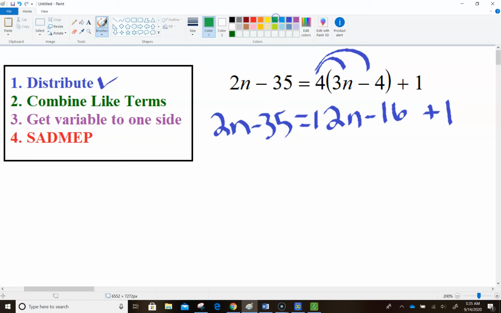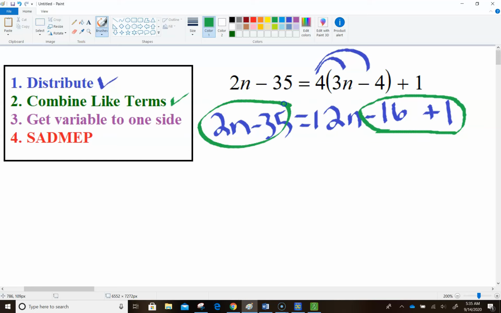Now I'm going to see, can I combine any like terms in this equation? Is there anything in this equation on either side of the equal sign that can be added? So here, 12n, there's nothing else I can add on this side. But there is a negative 16 and a positive 1. These are both just whole numbers. I can add those together, so I would go ahead and combine those like terms. There are no like terms on this side, so there's nothing to do. But over here I have negative 16 plus 1, and that's going to give me negative 15. And I'll just bring everything else down.